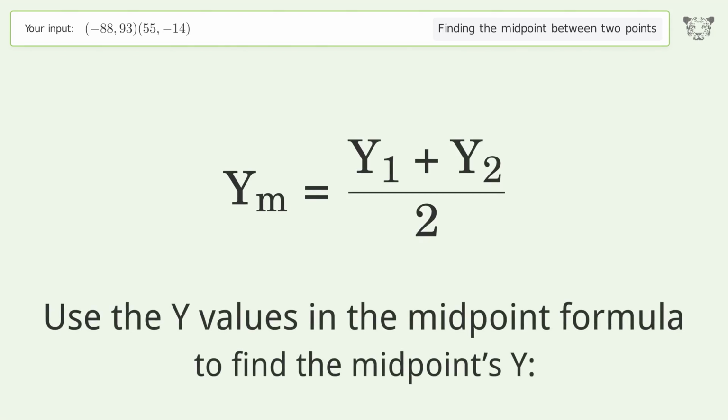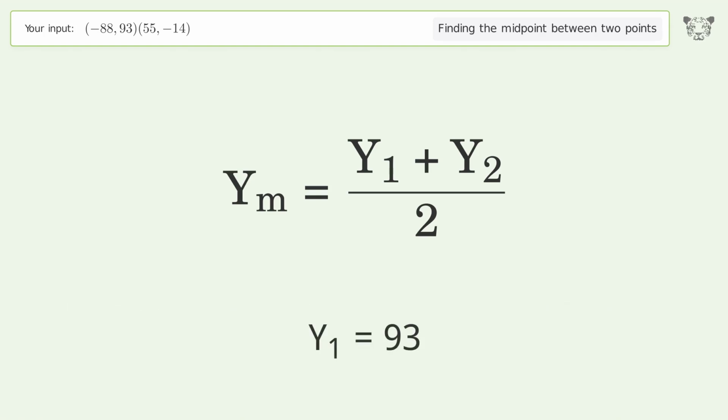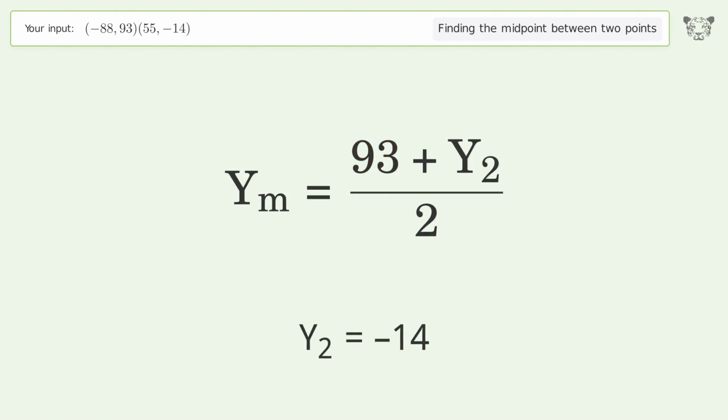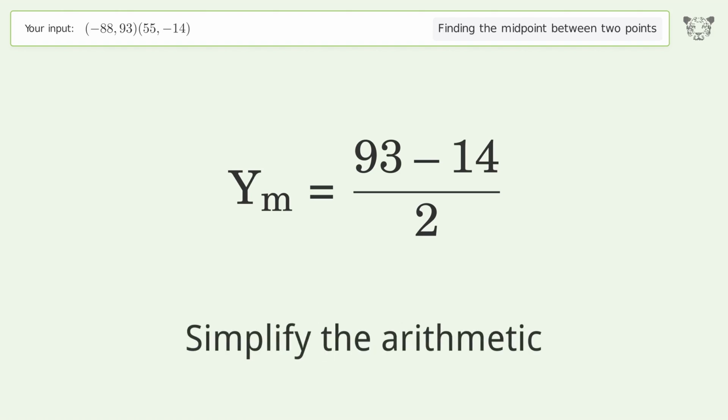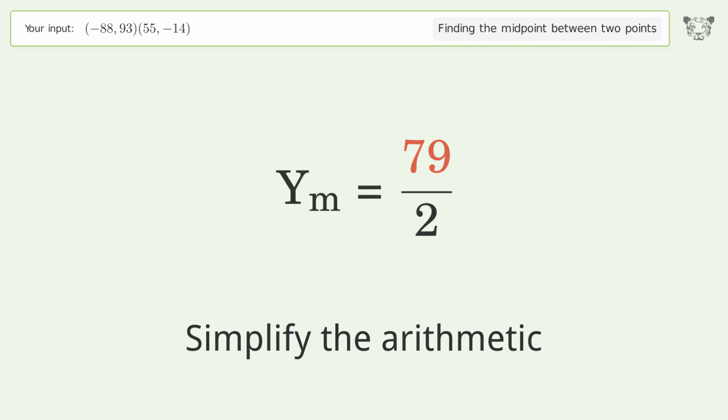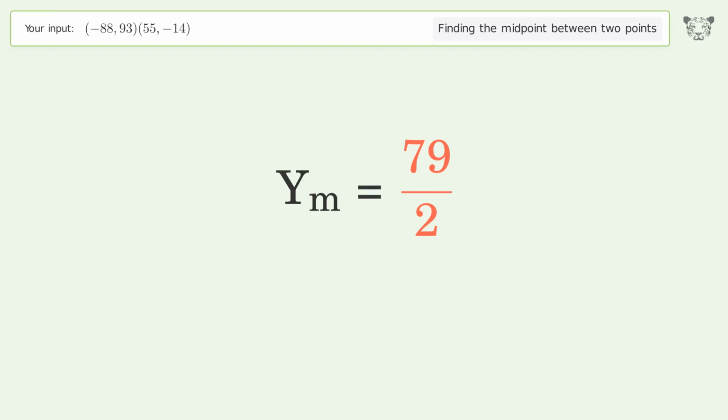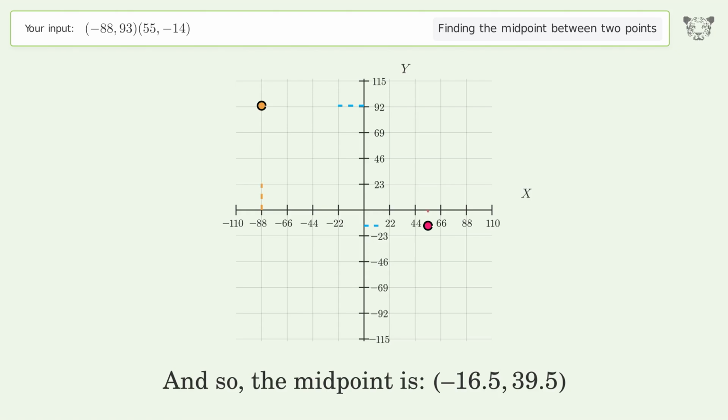Use the y values in the midpoint formula to find the midpoint's y. y1 equals 93. y2 equals negative 14. Simplify the arithmetic. And so, the midpoint is negative 16.5, 39.5.